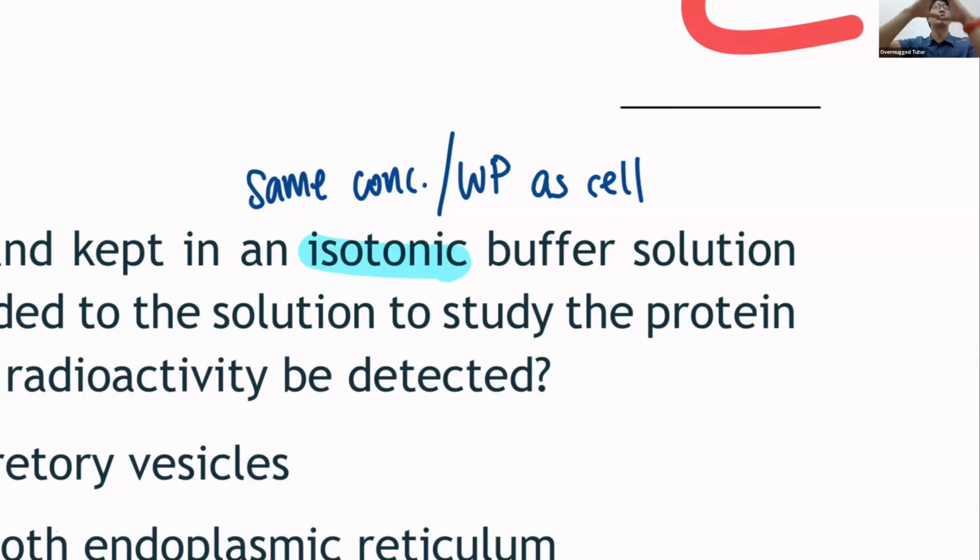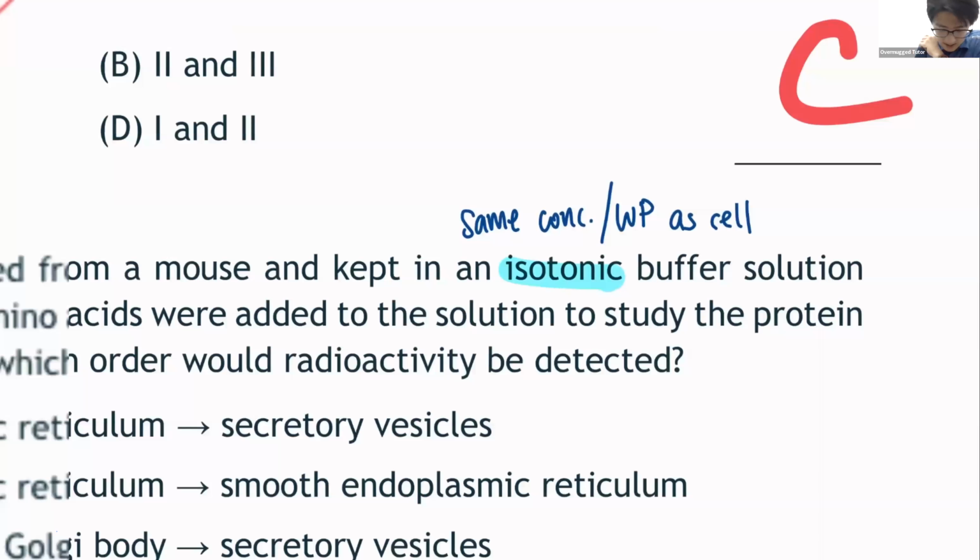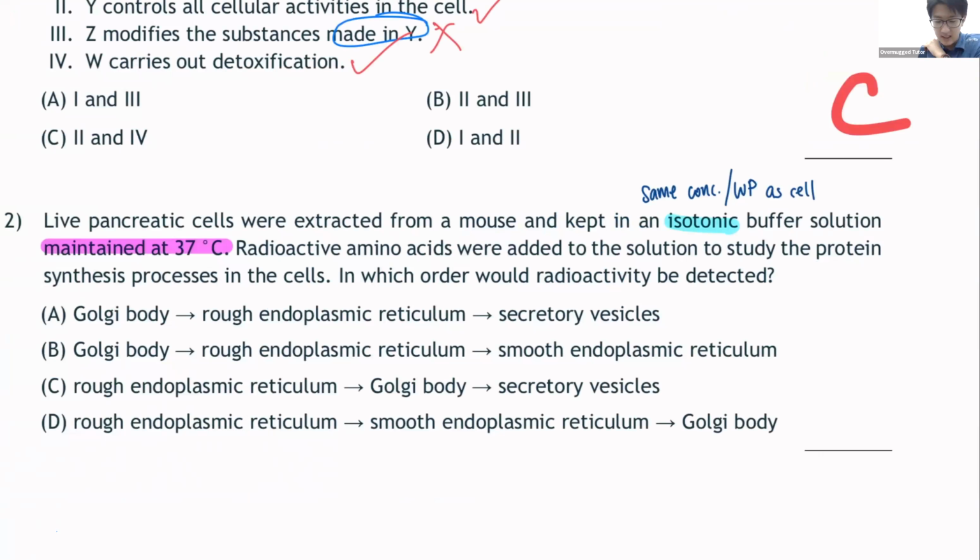Later the FRQ has that. And then the next one we're looking at is maintain at 37 degrees Celsius. So that is the body temperature of the mouse as well. Most mammals have this similar body temperature.